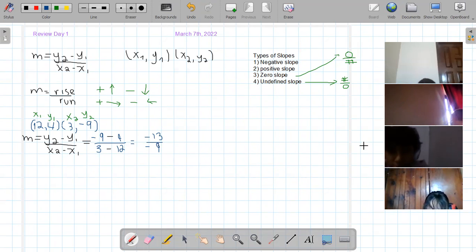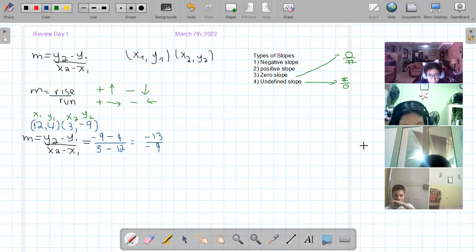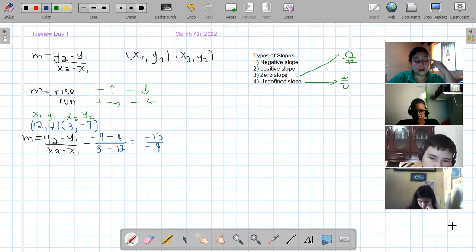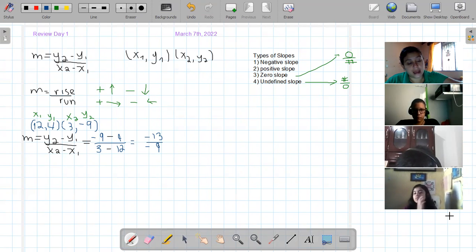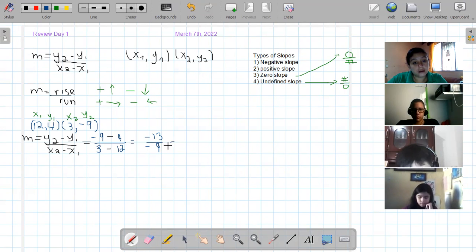Can we simplify this? Can we simplify -13 over -9? No? The only thing is to multiply the negatives, correct? So we're gonna multiply the negatives. Negative times negative, positive. So this is 13 over 9. What type of slope do we have?